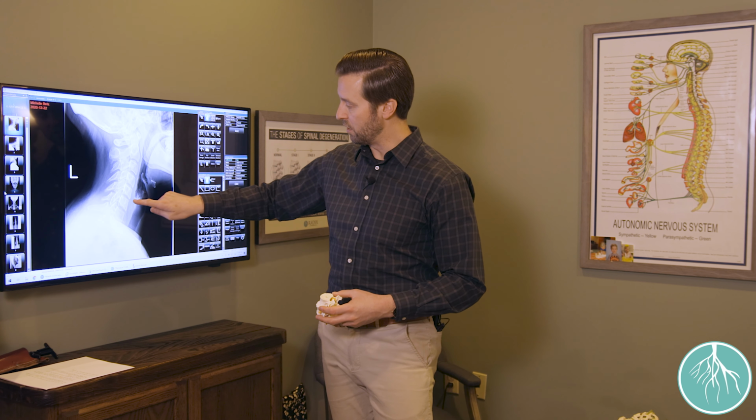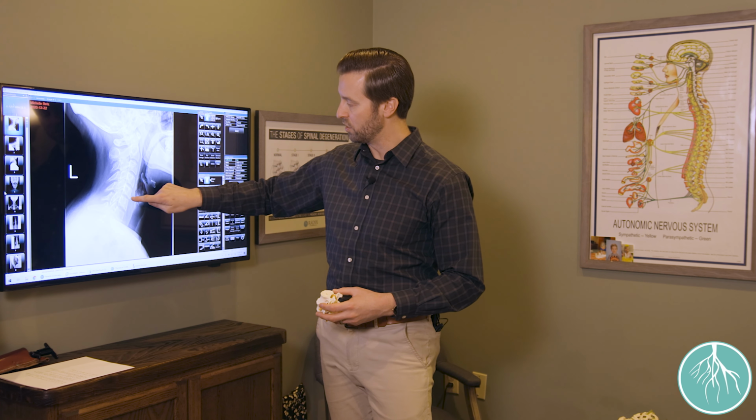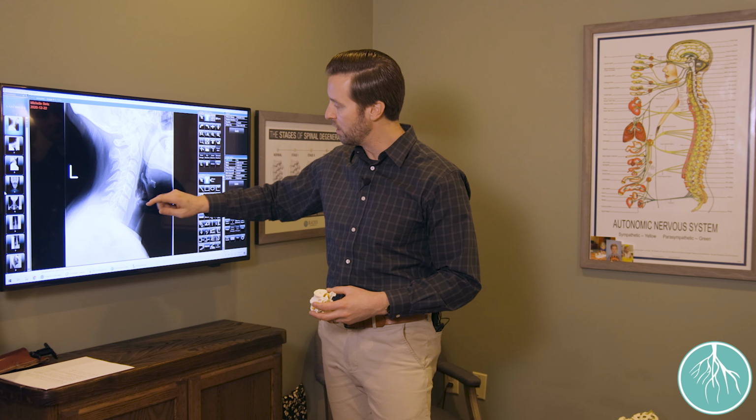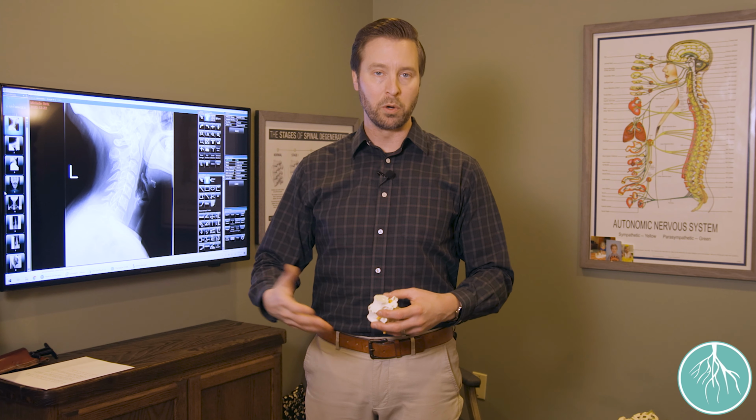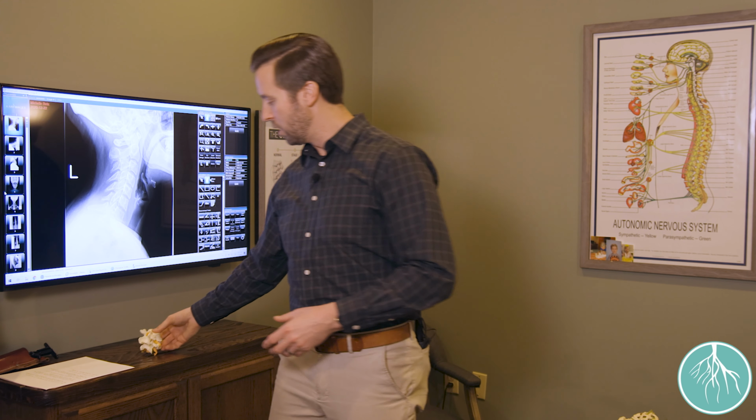So in this patient's example, there is some early stage 1 signs of degeneration happening, and the discs in between the vertebrae are thinning out a bit. So I would classify that patient as stage 1 of degeneration.